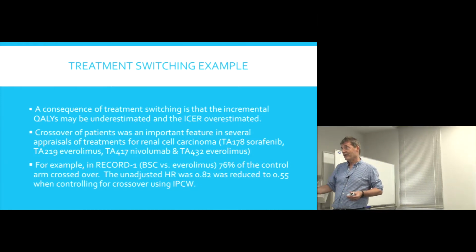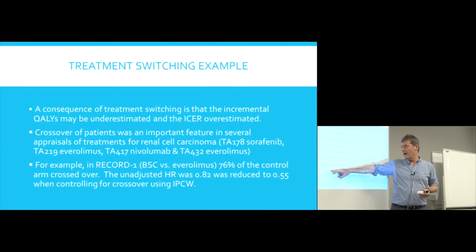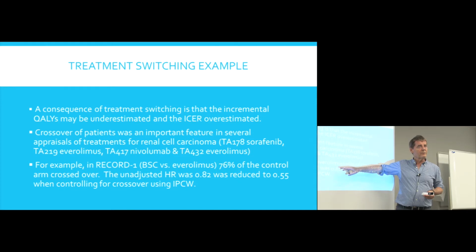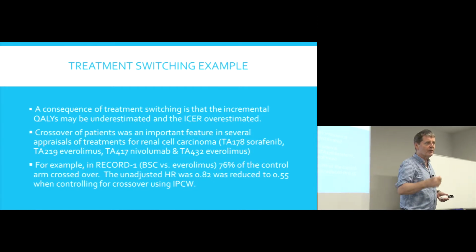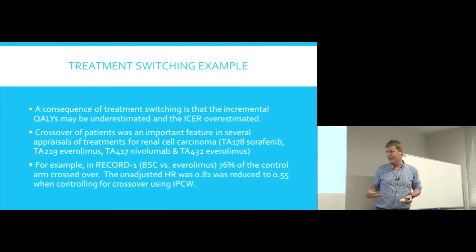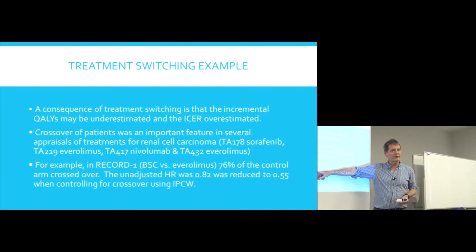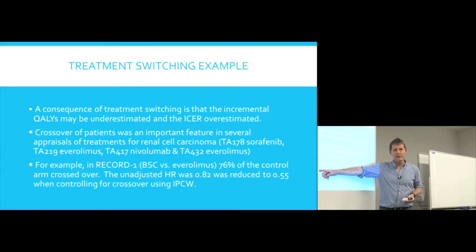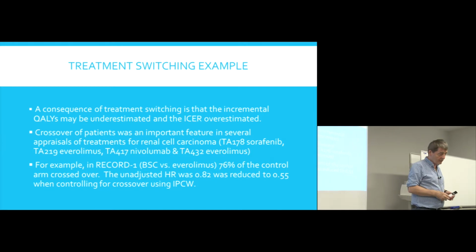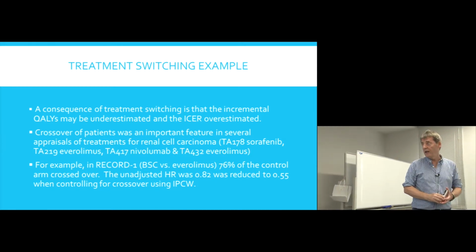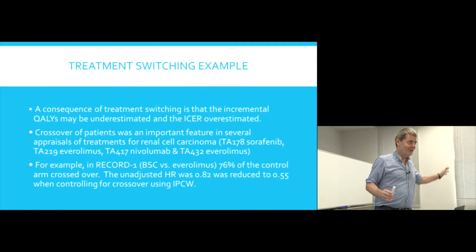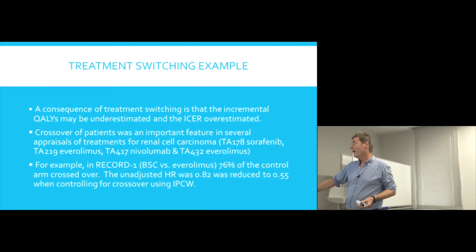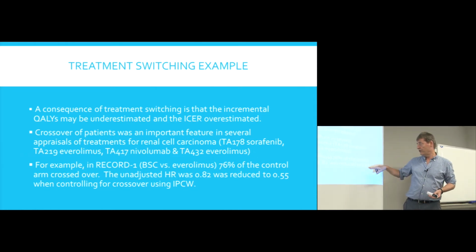And the unadjusted hazard ratio, HR is a hazard ratio, so if you like the intention to treat estimate, is 0.82. Had the hazard ratio been 1, no difference between the two arms. 0.82 is suggesting lower hazard with everolimus, 18% lower risk of death. Once this estimate was adjusted for treatment switching, in this case using something called IPCW, inverse probability of censoring weights, don't worry about it, just a method, this hazard ratio was reduced to 0.55. In other words, a much bigger treatment effect.